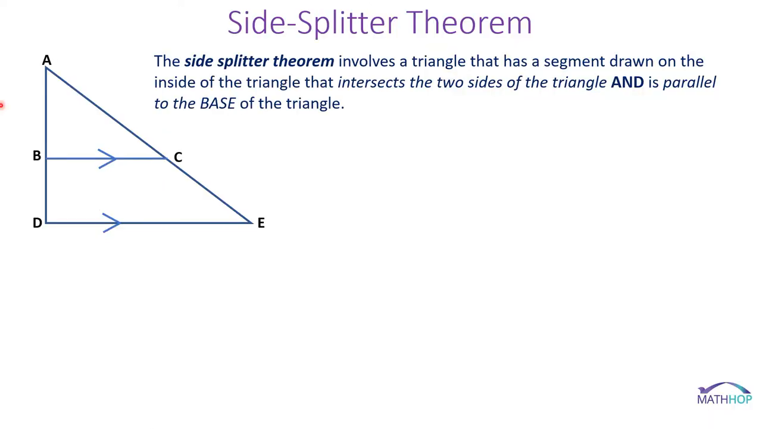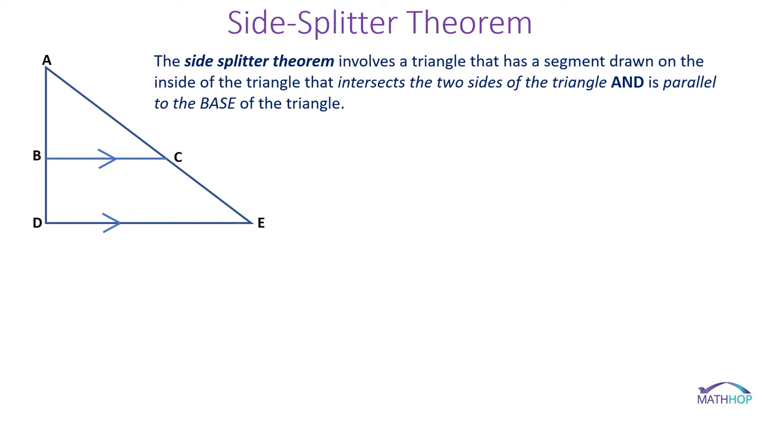Side-splitter theorem will always involve a triangle that has a segment drawn within it that intersects two sides of the larger triangle. So right here, this segment BC intersects ADE at B and at C. Another important point, the segment that's drawn has to be parallel to the base of the larger triangle. Otherwise, none of this works.